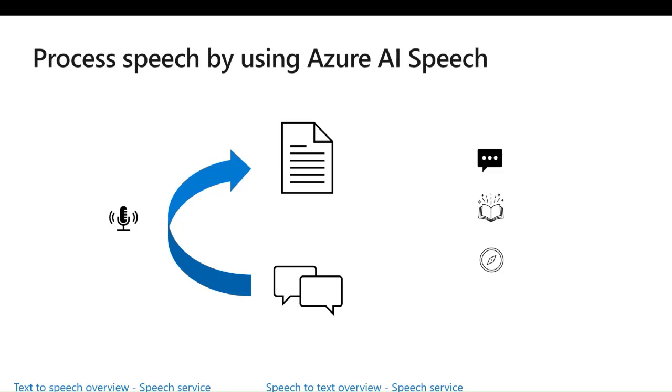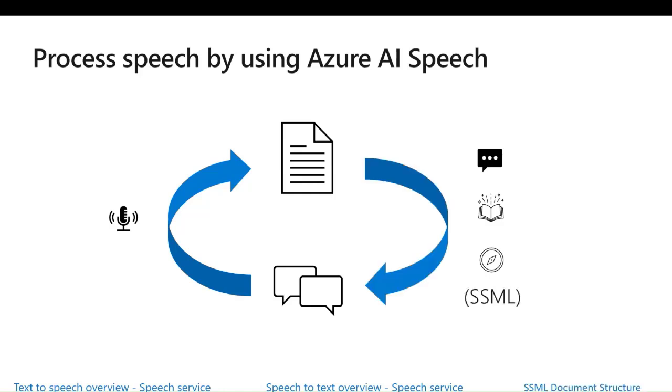Real-time speech-to-text can be accessed via the Speech SDK, the Speech CLI, and the REST API, allowing integration into various applications and workflows. Real-time speech-to-text is also available through the Speech SDK, Speech CLI, and the Speech-to-Text REST API. So you can improve text-to-speech output with SSML, or Speech Synthesis Markup Language.